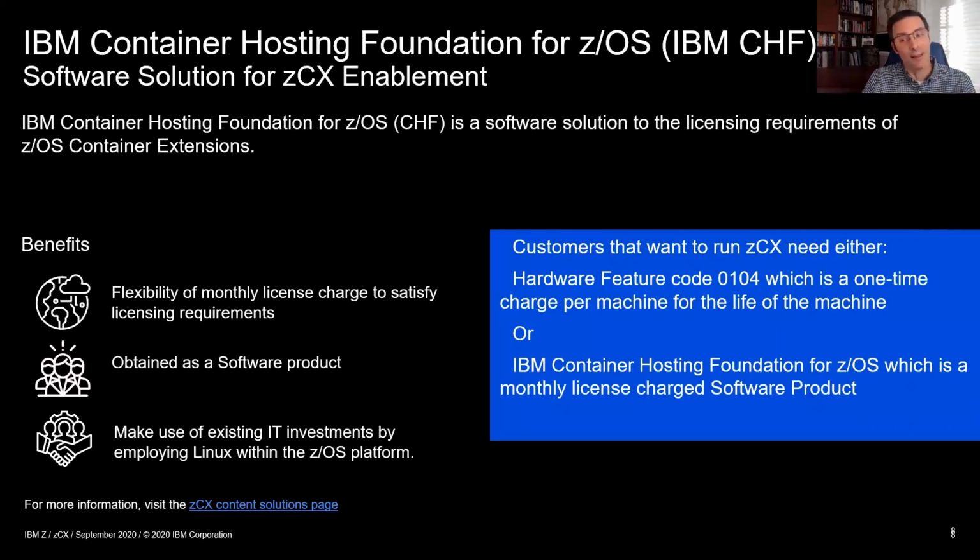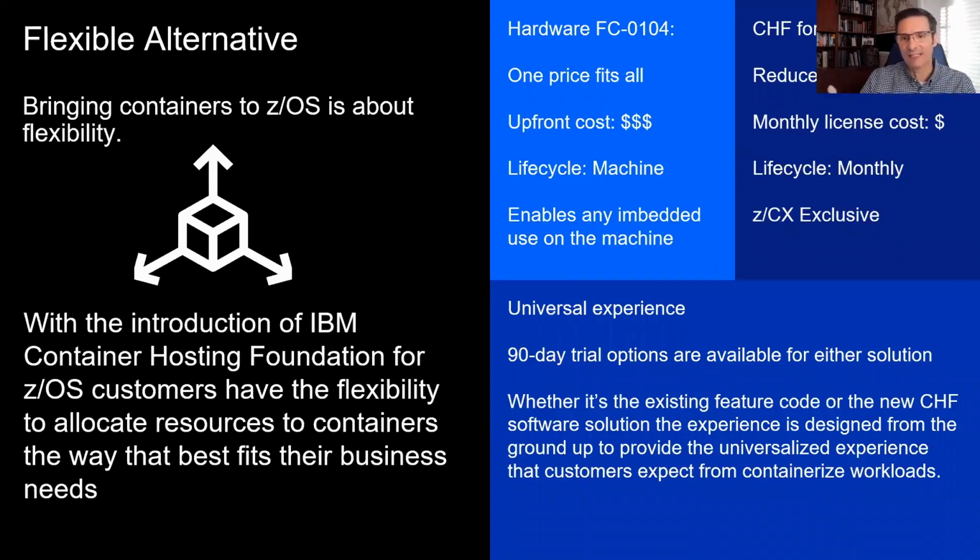Or you can choose the IBM Container Hosting Foundation for zOS. If you do that, you will incur a monthly license charge. You'll install that, and when you install that, it applies the same way. All the LPARs within that particular CPC are eligible to run zCX. Okay, so again, we have a flexible alternative. We have the hardware feature code 0104. You pay the price up front. You have the Container Hosting Foundation for zOS that has a monthly licensing charge. And of course, at T02, that licensing charge is reduced.